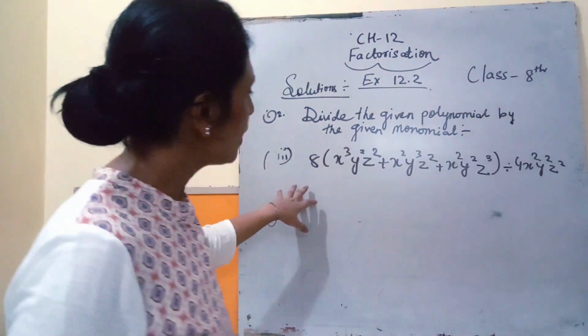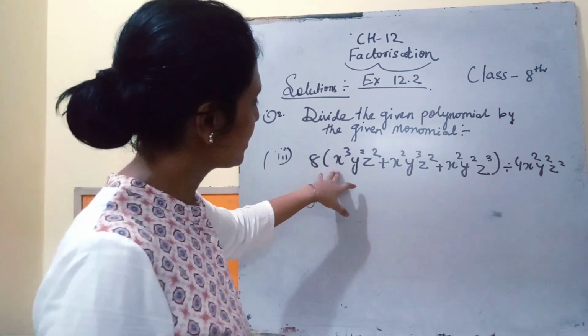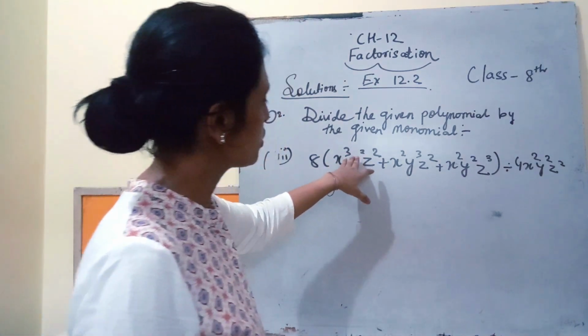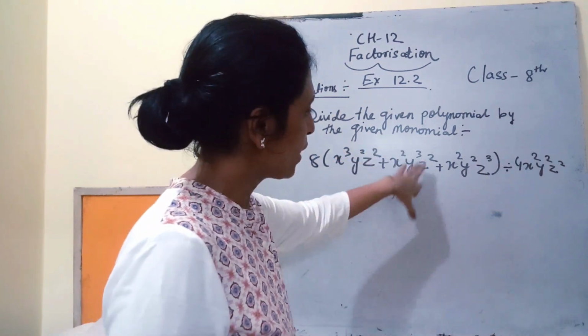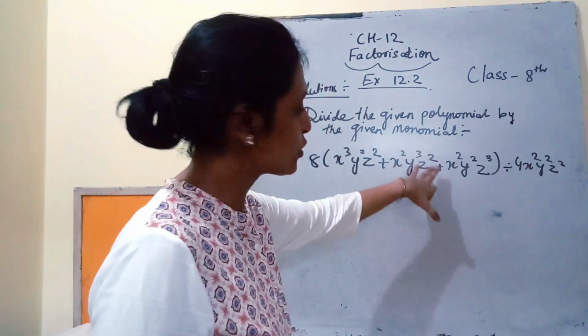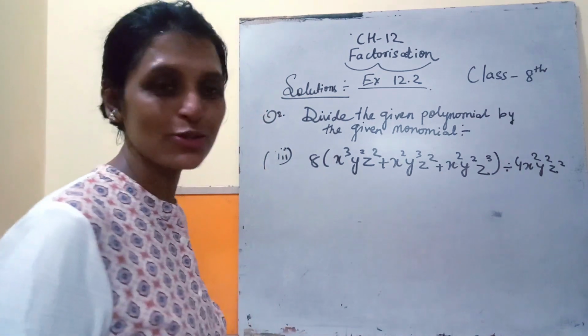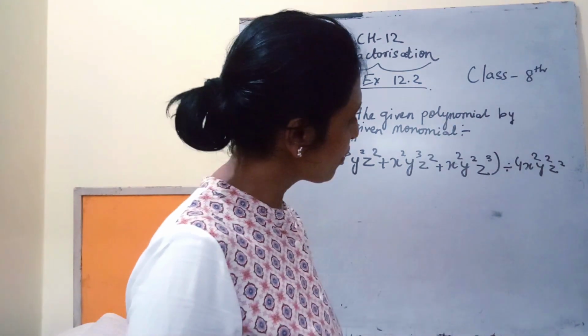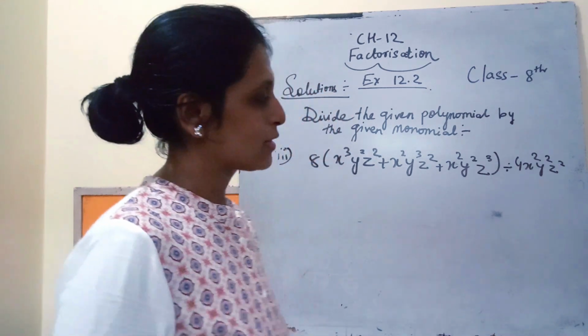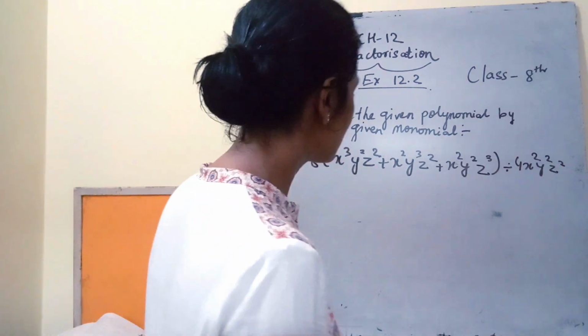Okay, in the third part we have to divide 8 in bracket x raised to power 3 y raised to power 2 z raised to power 2 plus x raised to power 2 y raised to power 3 z raised to power 2 plus x raised to power 2 y raised to power 2 z raised to power 3, divided by 4x square y square z square, with this monomial.